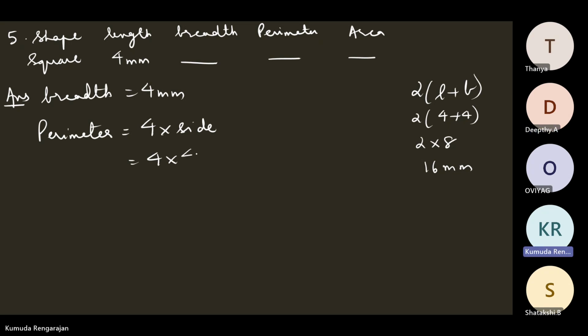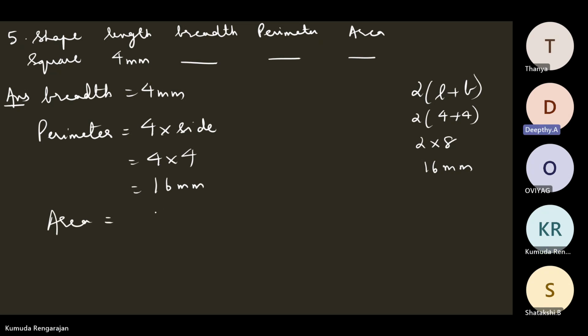So 16 millimeters. Whichever formula you use, you'll get the same answer. But because it's a square, we'll use the specific formula, 4 into side. Yes. Then area is equal to?